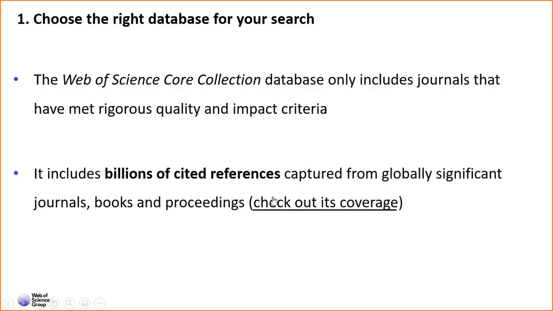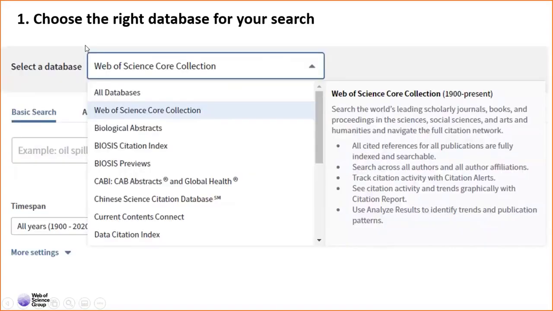So in the presentation, you'd have a link to the coverage, which is publicly available. When you access the Web of Science, you have access to a list of databases. And for each database, you'd have a description of the coverage, the history, and the content. All right, so that's what I mentioned at the beginning: Chinese citation database, data citation index, CABI, BIOSYS, Medline, and so on.